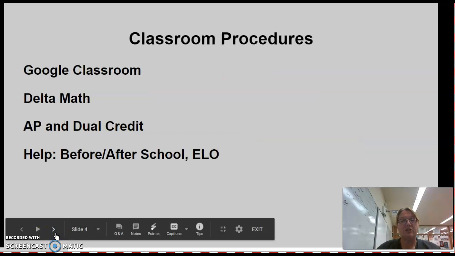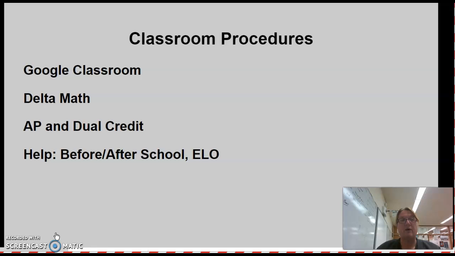My classroom procedures: we post everything to Google Classroom. So in Google Classroom, if they miss school, they can find the notes that we took that day in class. They can find their assignments that were assigned. They can also find links possibly to helpful videos or other things that we discussed in class. We use a program called Delta Math once in a while to complete homework, and what's nice about Delta Math is it is immediate feedback for them, and it just tells them whether or not they got something right or wrong.